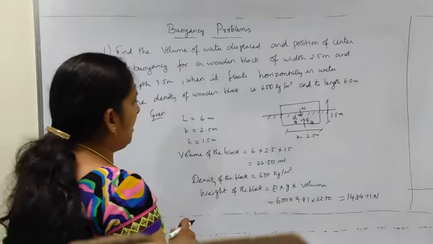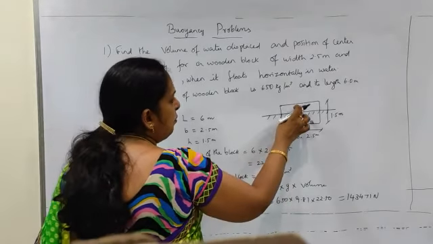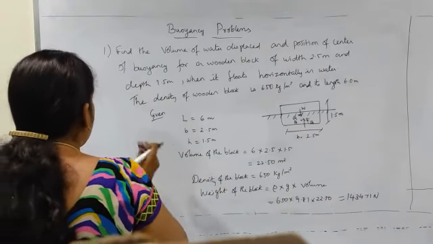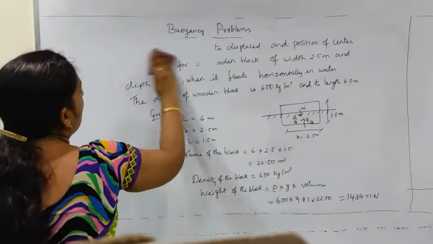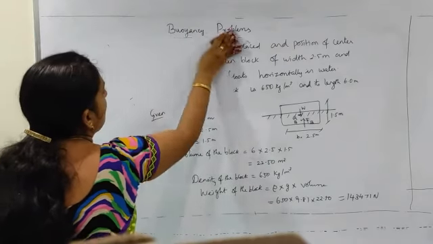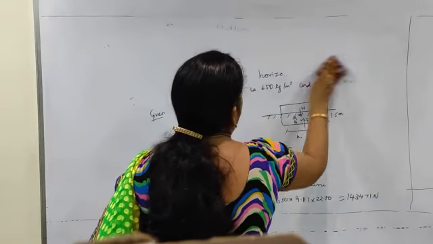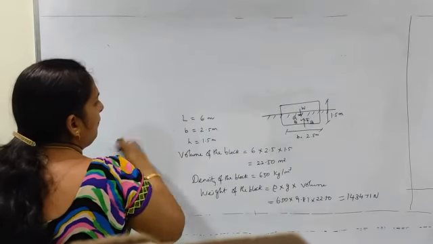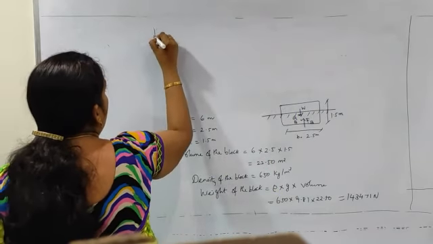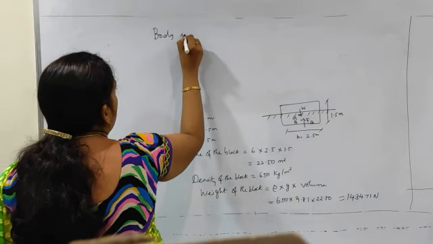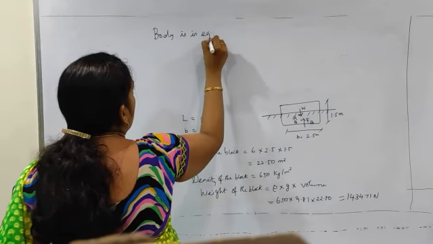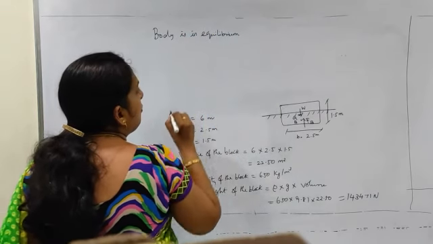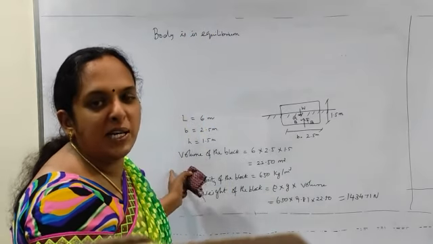But at equilibrium condition, both will be equal. That means it is an equilibrium condition. So in case of equilibrium condition, or when the body is in equilibrium, what happens here?